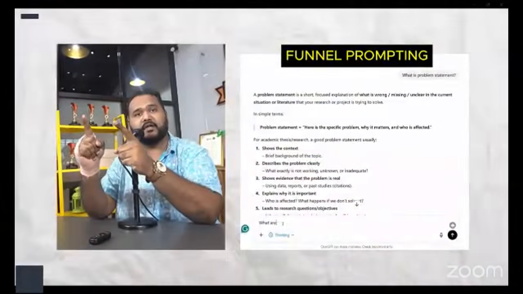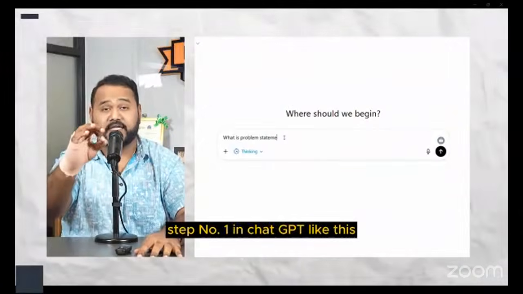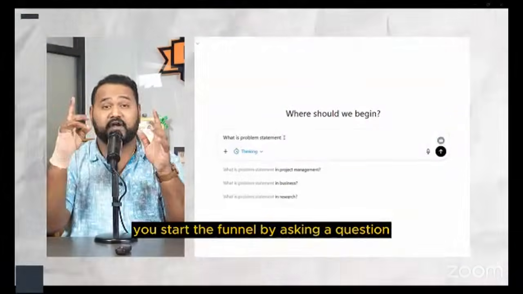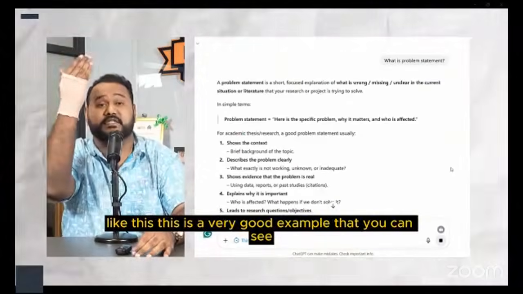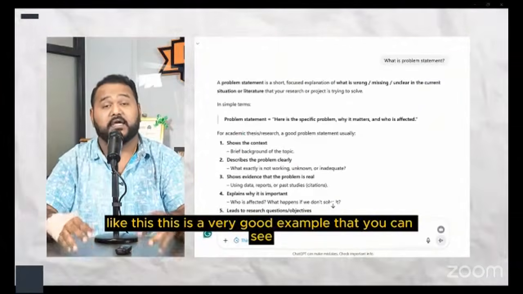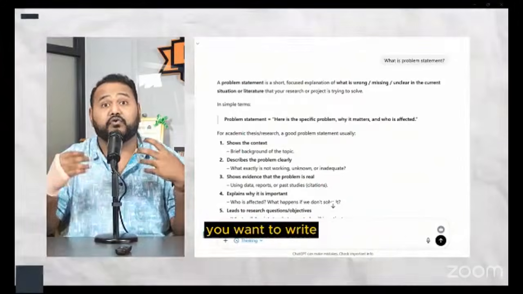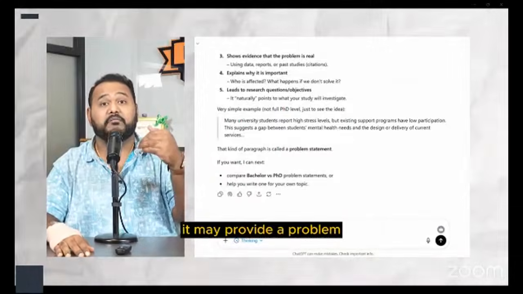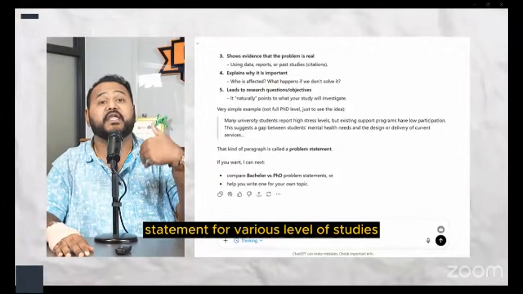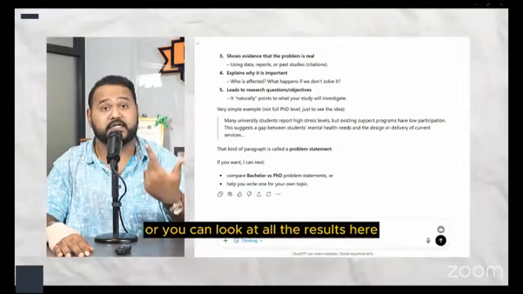A. Funnel prompting. Step number 1. In ChatGPT, you start the funnel by asking a question on what it knows about your interest. This is a very good example that you can see. And from this example, you want to write a problem statement for a PhD. As you can see now, it may provide a problem statement for various levels of studies. You can look at all the results here.